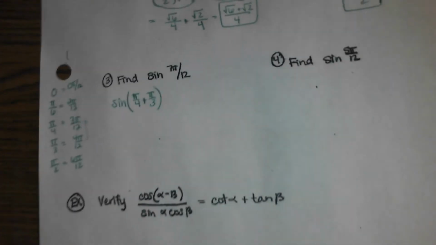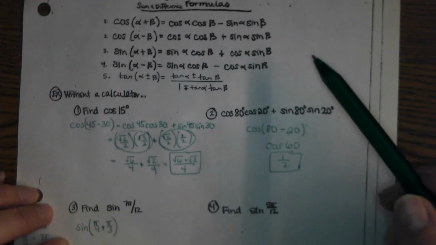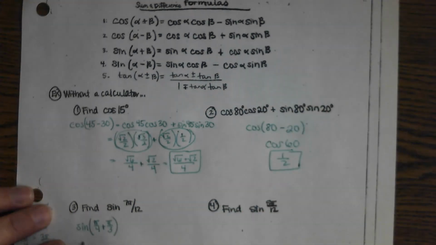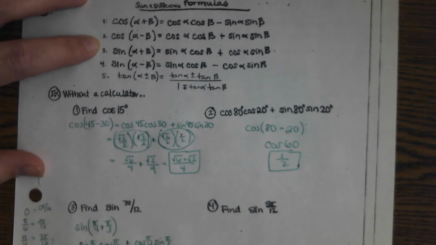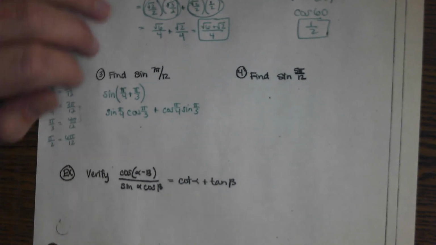So Connor, which formula from above am I now using? 1, 2, 3, 4, or 5? 3. So tell me what to write. Perfect. And then, knowing your values, just evaluate.